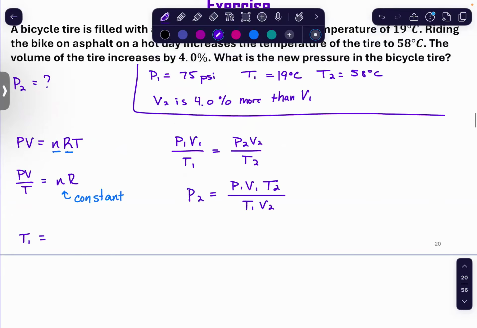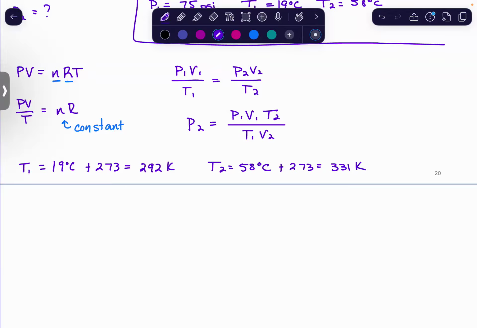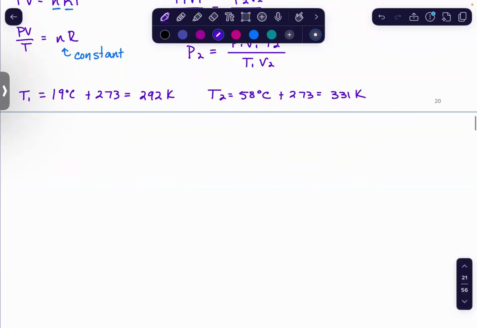So temperature 1 is 19 Celsius, and that's going to be 292 Kelvin. Temperature 2, 58 Celsius. Oops, plus 273. That's going to be 331 Kelvin. All right. Now we have to deal with that 4% increase.